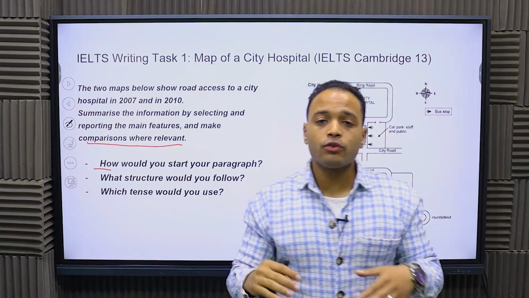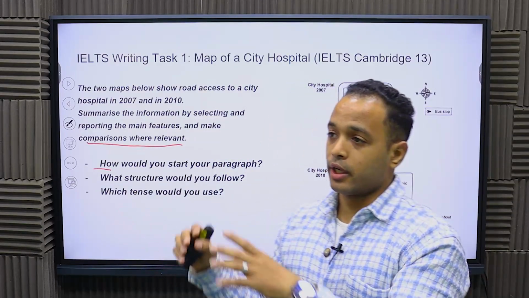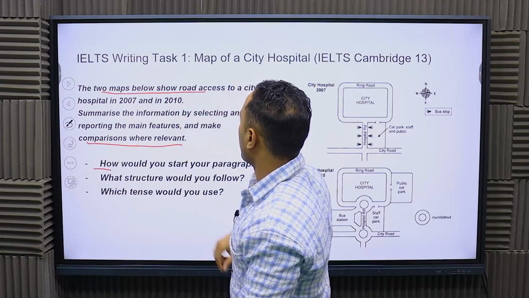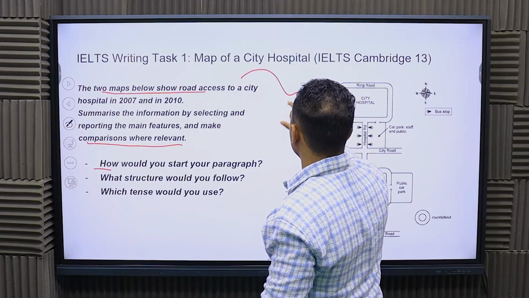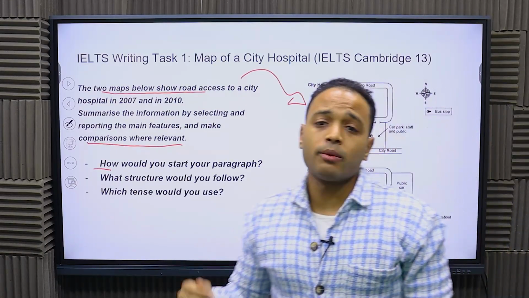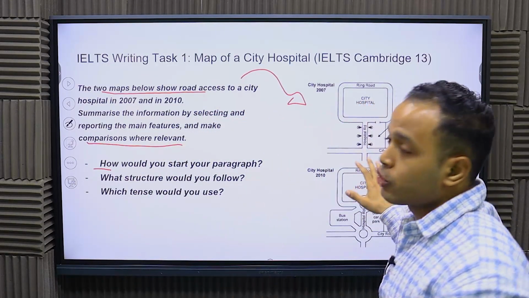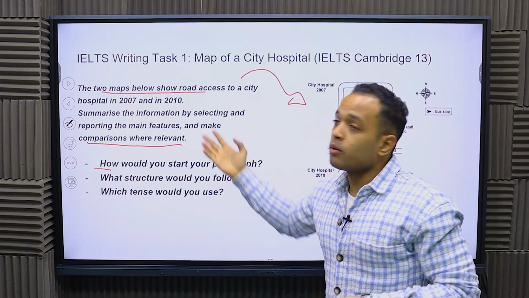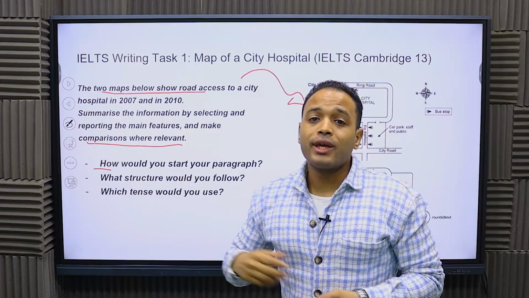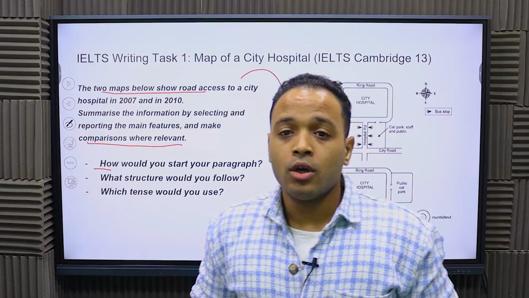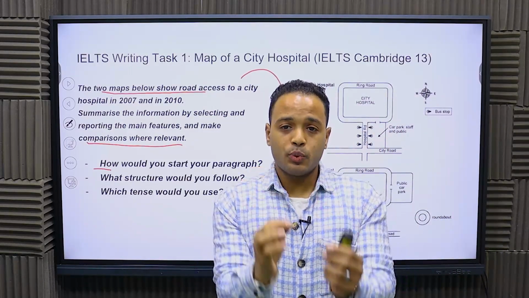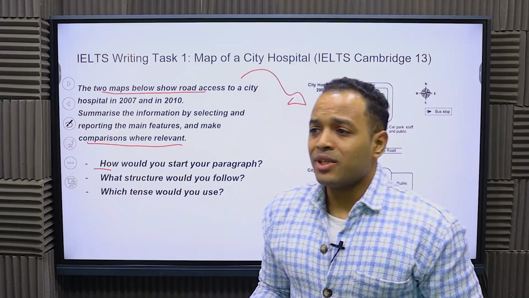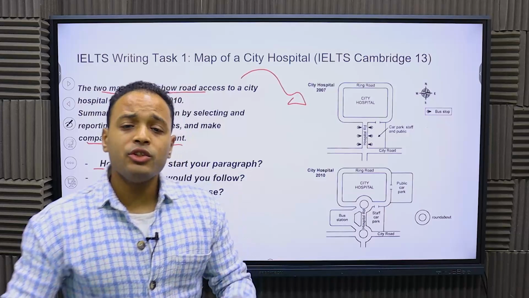Yes, definitely. We start first of all with a general idea, or the question as it's written. Here we have, the two maps below show the road access. So we're going to do the same thing, but with different synonyms. For example, I would say these two pictures, or these two maps highlight, illustrate. You can use the same verb, which is show, but I don't really recommend it. You can use different synonyms, okay? So that you make sure that you are speaking about this, you're giving a general idea, and then you deliver more.